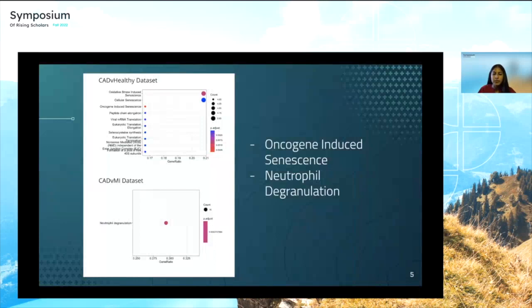This plot shows the outcomes of our biological pathway analysis. As seen here, the brighter dots indicate the more significant correlation with our gene signature. The two most important outcomes here are oncogene-induced senescence, which is a pathway associated with tumor suppression, and neutrophil degranulation, which is the release of the white blood cells neutrophils.